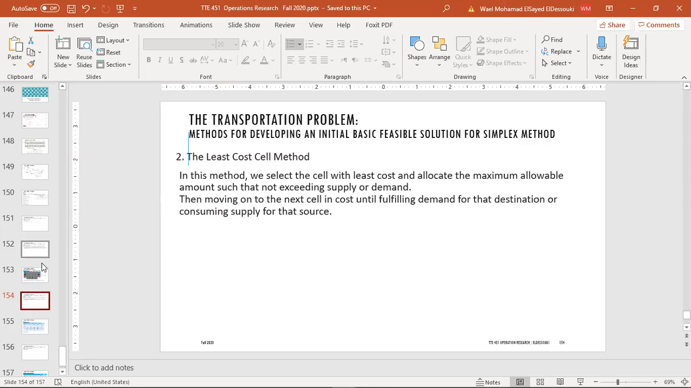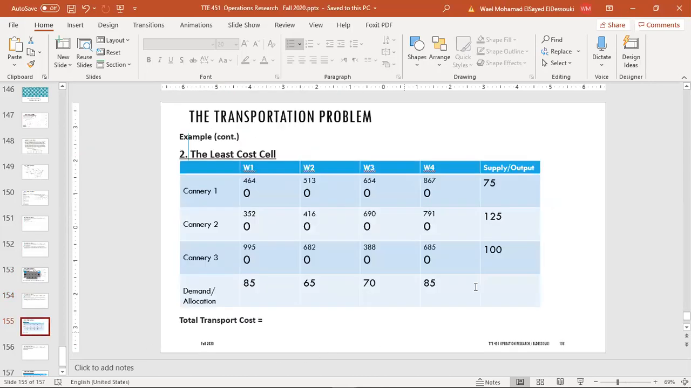You get the point? So let's go here, and I prepared this table. Here, the small numbers are the costs of transporting from cannery 1 to warehouse 1, from cannery 1 to warehouse 2, and so on. And the amounts allocated are zeros. So here we want to pick the cell with the lowest transportation cost. Which one is that?